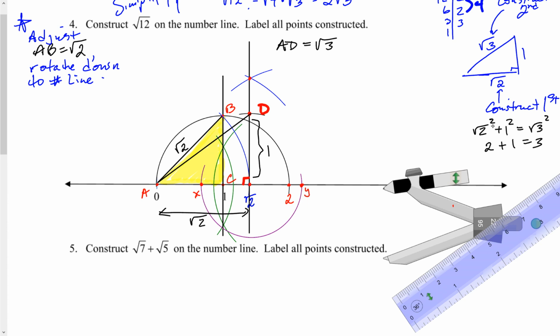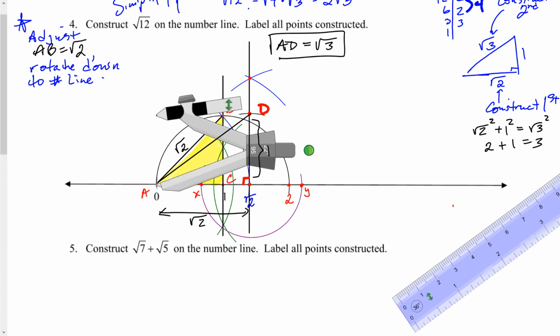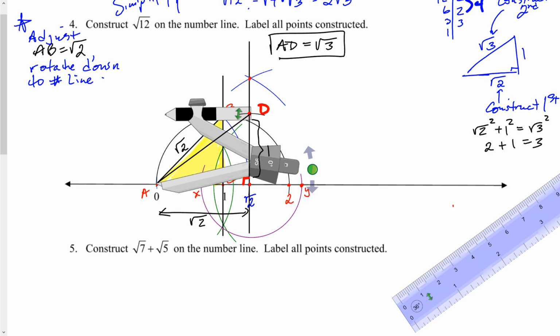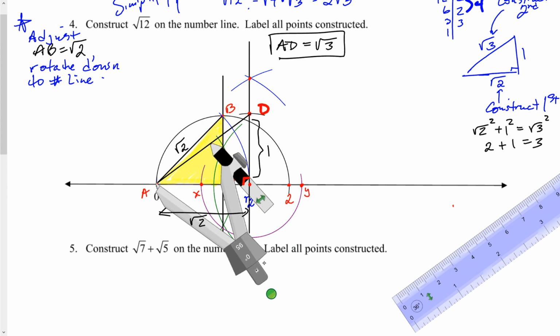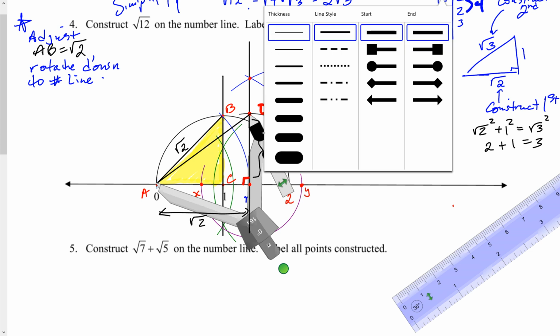So if you construct a triangle with side lengths root 2 and 1, then the hypotenuse is root 3. This is the key right here. AD is length root 3. So I'm almost done with the construction here. You adjust your compass from A to D, which is length root 3, and then rotate down. Here we go.